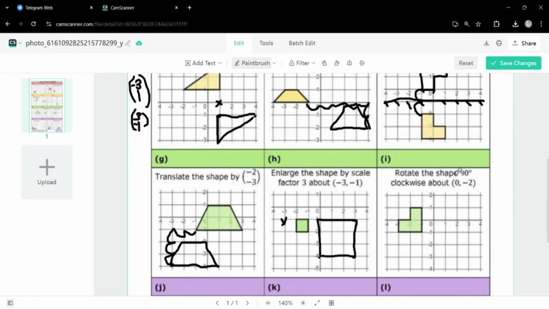Okay, now rotate the shape 90 degrees clockwise about (0, -2). The formula for this is y equals -x, as mentioned before. So it's on the point (0, -2) where 0 is x and -2 is y. So now 0 is x but it's pulled down by y, which is -2. Now we're going to see how we do it.